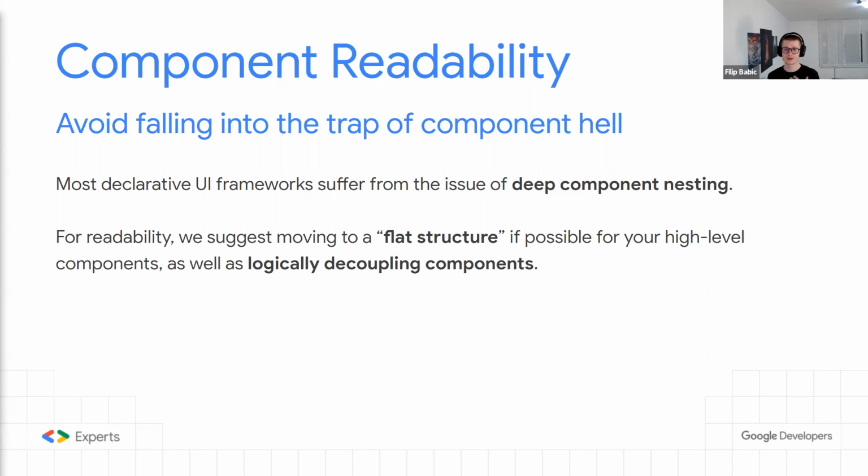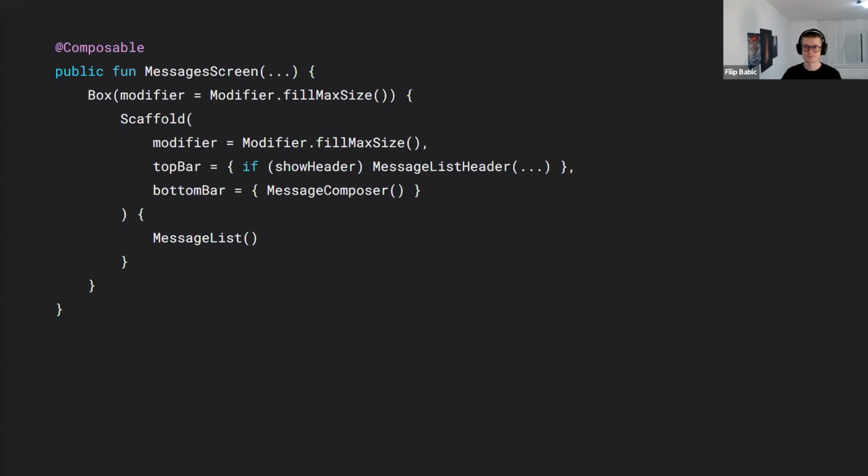So if it's possible for your higher level components to build everything in a flat structure, as well as using some logically decoupled components, it's going to make your life easier when you're looking through these components, when you're trying to build even more custom UI or you're trying to change something. So let's see how it looks like.